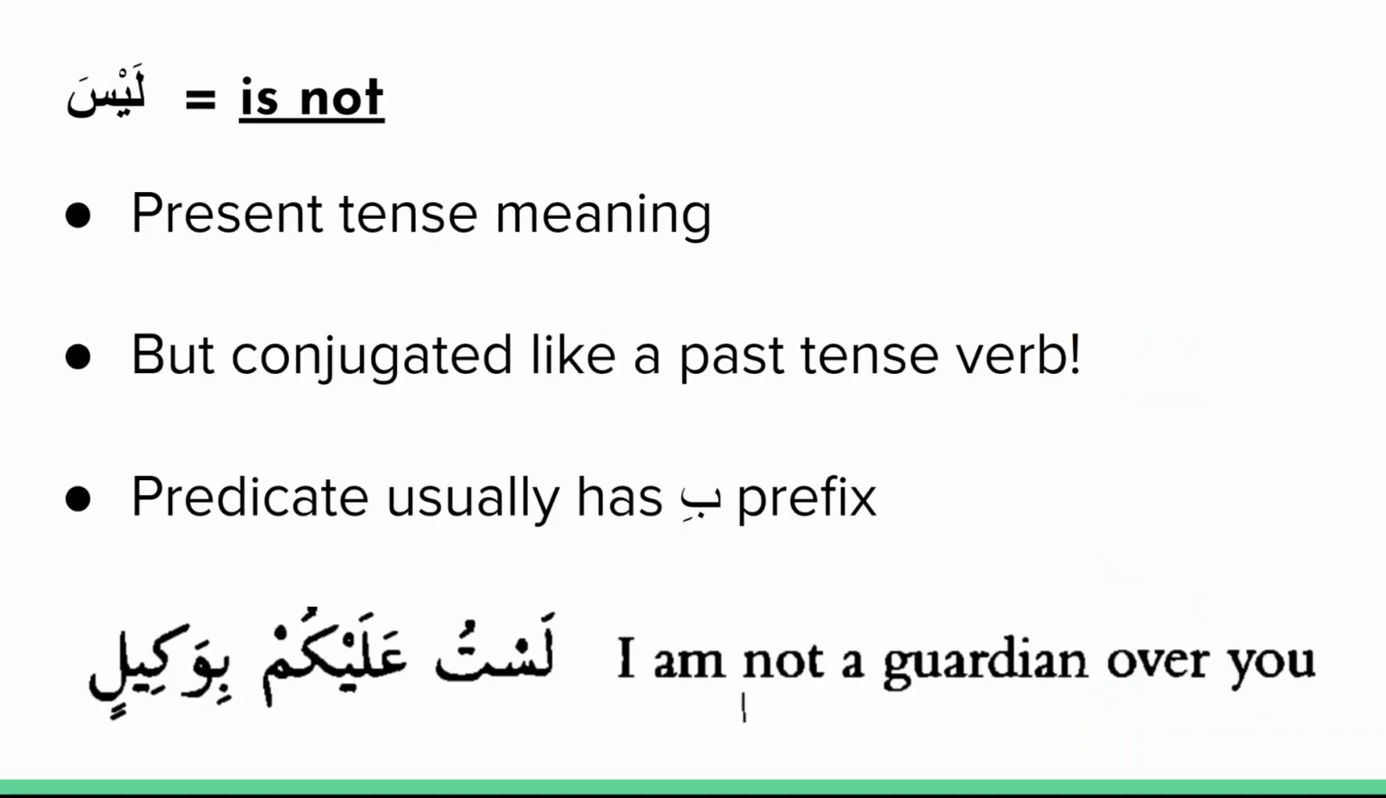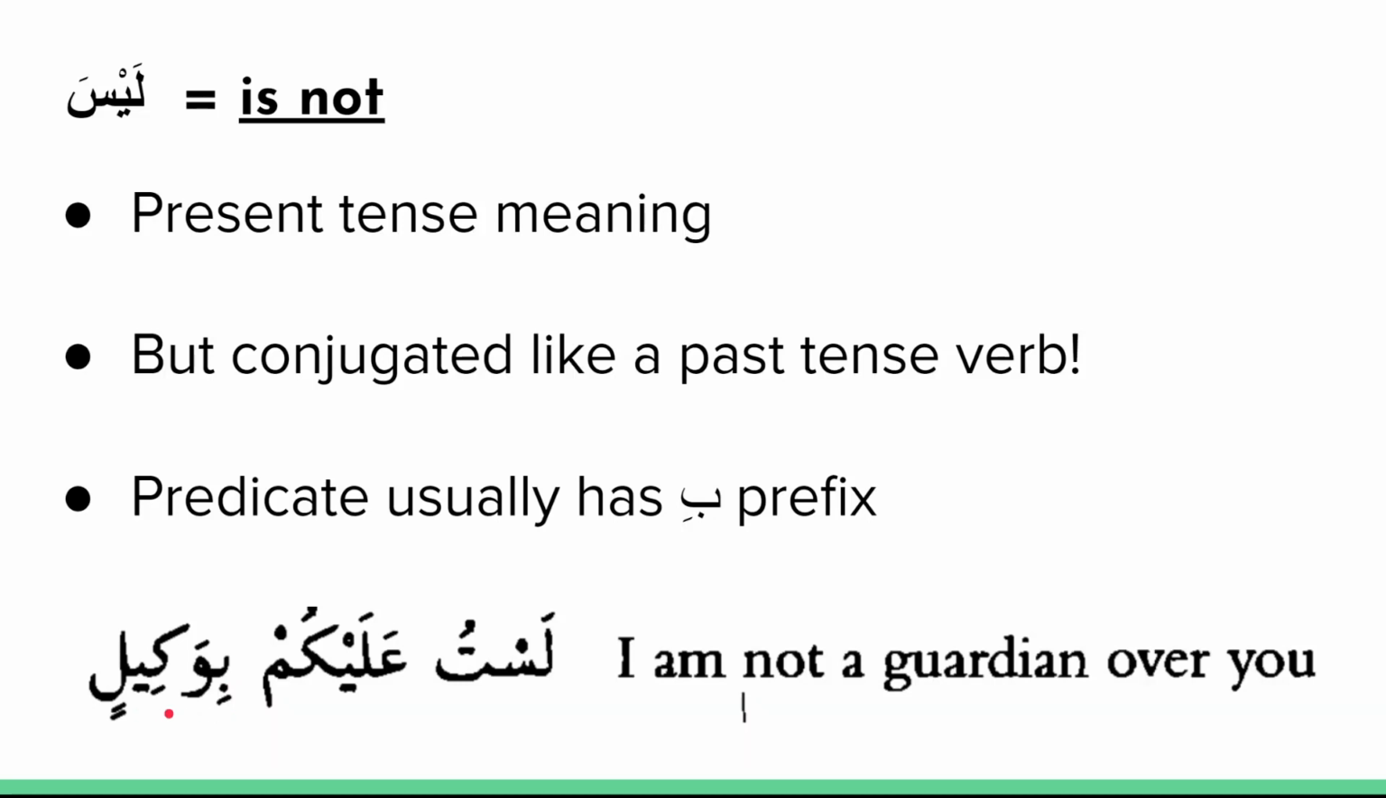Now, how do you actually use laysa in a complete sentence? Well, the predicate of laysa, the thing that you are not, usually has a be prefix. So let's look at an example. Lastu alaykum biwakil. So lastu, we've seen this from the table, we know that this means I am not. Alaykum, over you. Biwakil. So this here is the predicate. And so I am not a guardian over you.